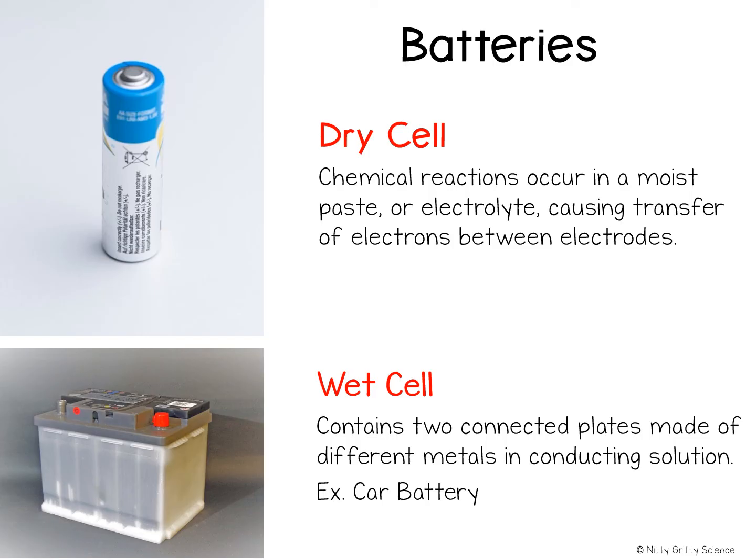This is called a dry cell battery because the electrolyte is not a liquid solution like what you would find in a car battery or a wet cell. Wet cell batteries contain two connected plates made of different metals or metallic compounds in a solution that can conduct electricity. In wet cell batteries, chemical reactions transfer electrons from lead plates to lead dioxide plates.